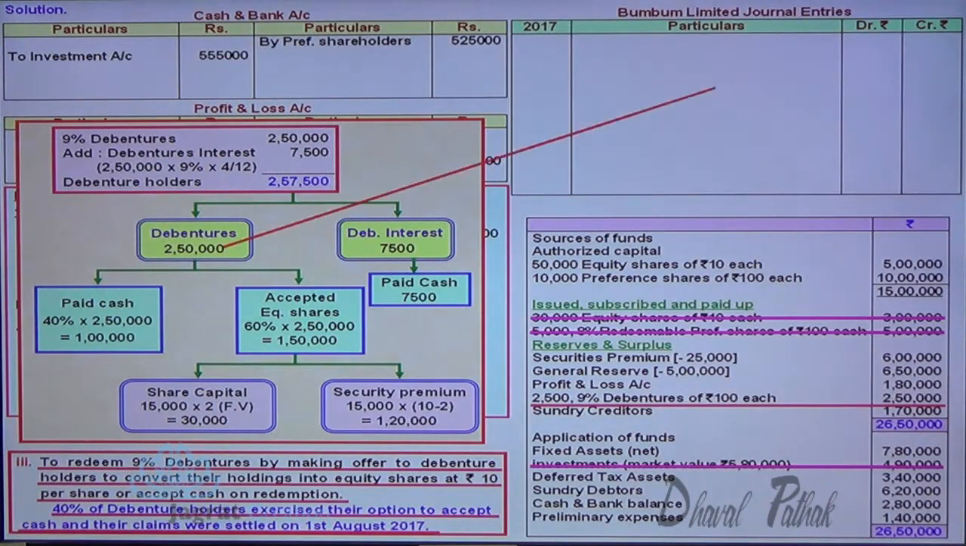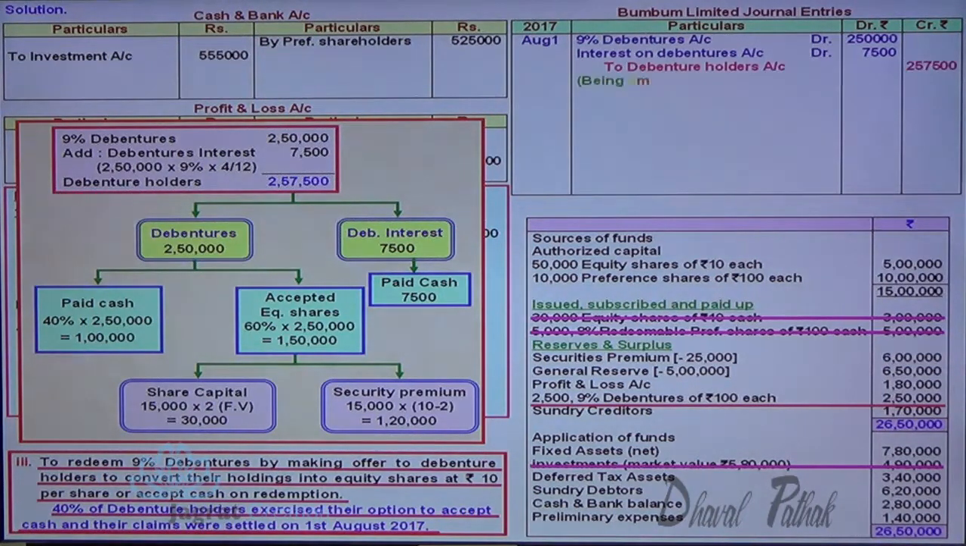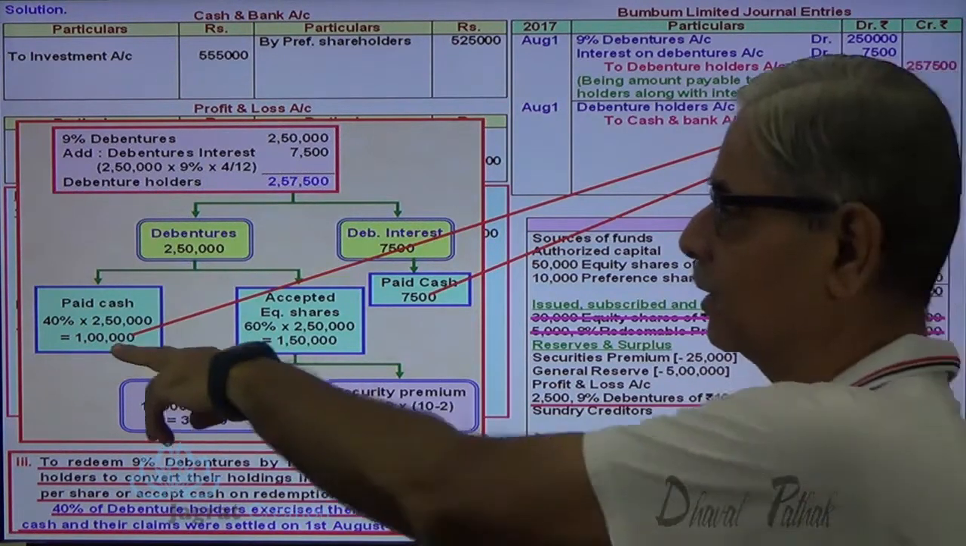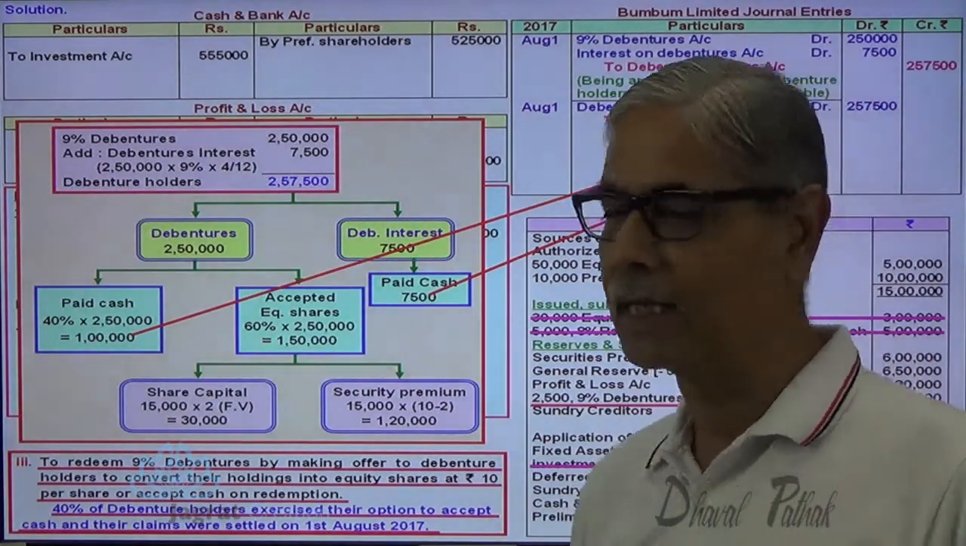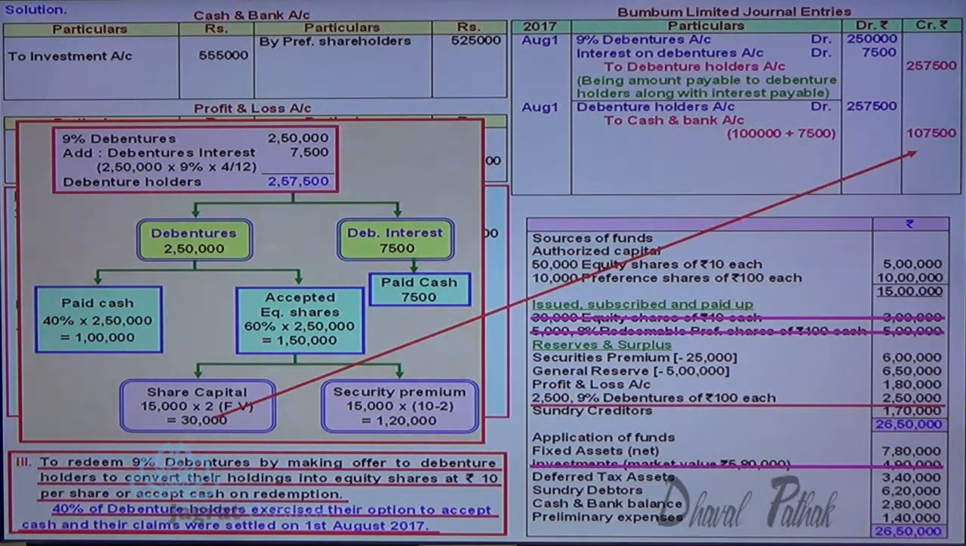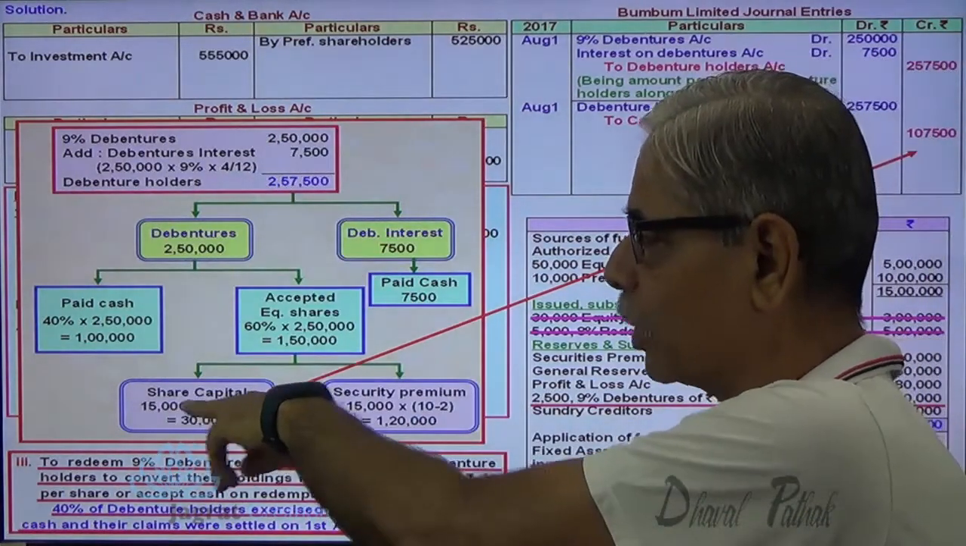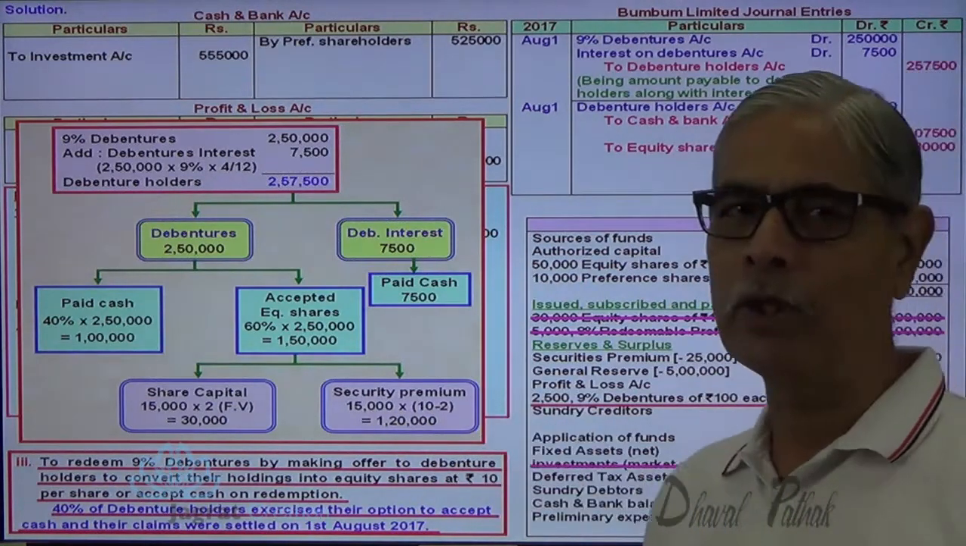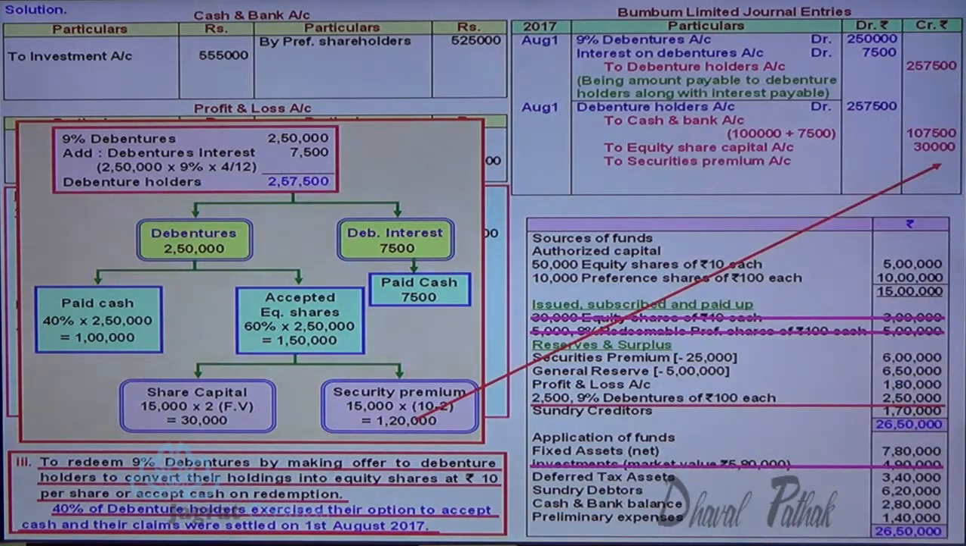So, debentures account debit, debenture interest account debit to debenture holders account credit. Debenture holders account debit to bank account credit. How much? This is paid in cash and interest is paid in cash, so 1,07,500. For payment to debenture holders, the equity share capital given 30,000 to equity share capital account credit, and security premium account will be credited with 1,20,000. So security premium account credit 1,20,000. This is how the claim of debenture holders is being settled.